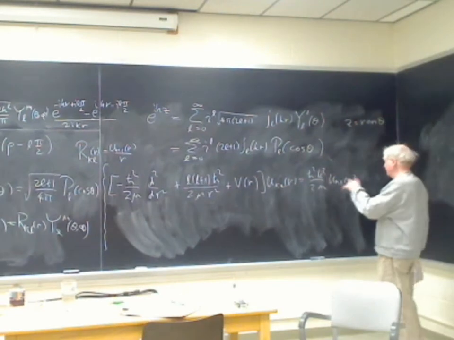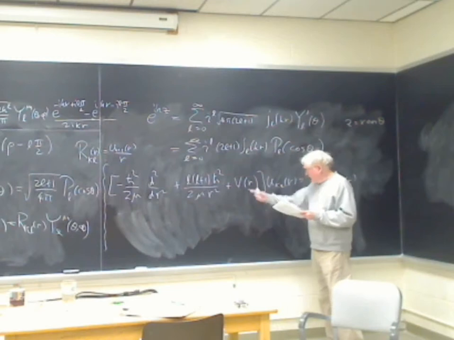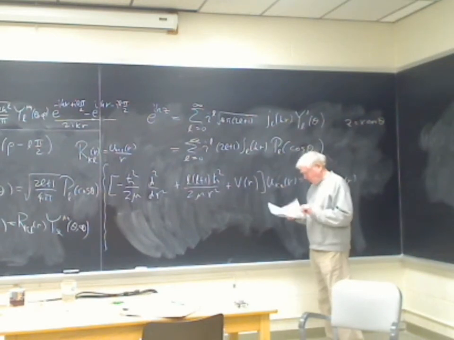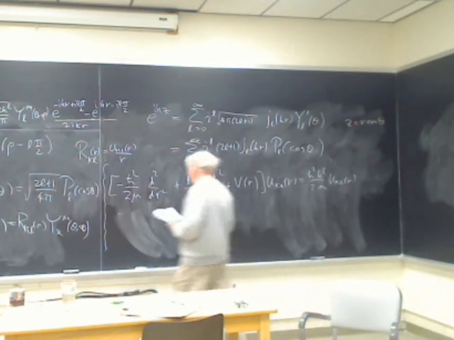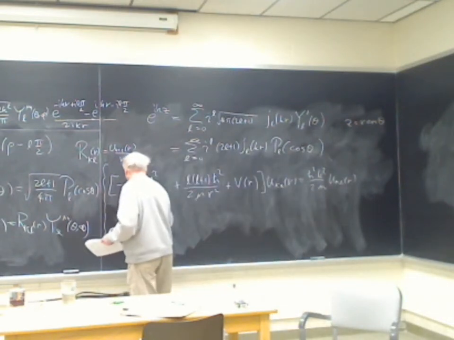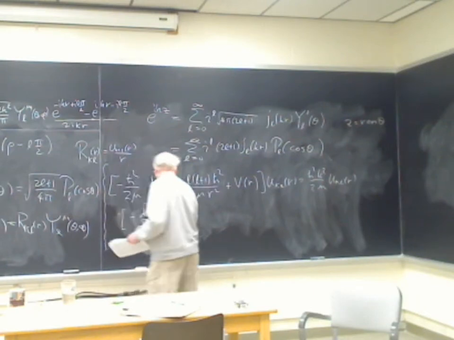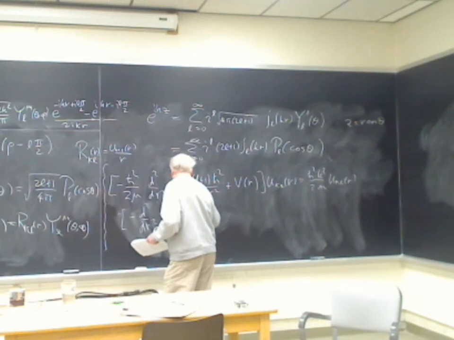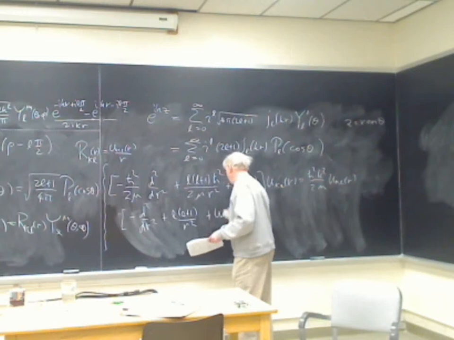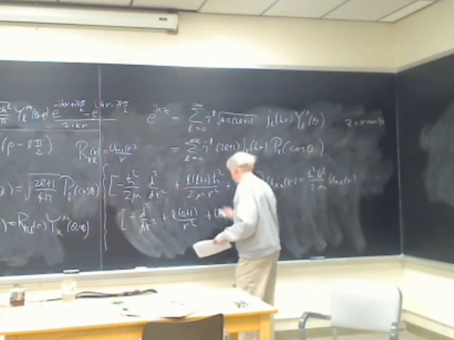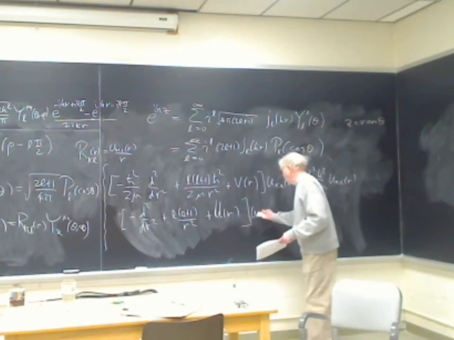There's an h bar squared over 2 mu almost everywhere, and so you can simplify things somewhat by, you see I don't have this here, but obviously what you would do is you just write this as minus d2 dr squared plus L(L+1) over r squared plus u of r. Well, unfortunately, we've got 2 u's. That was actually a lousy choice of notation.